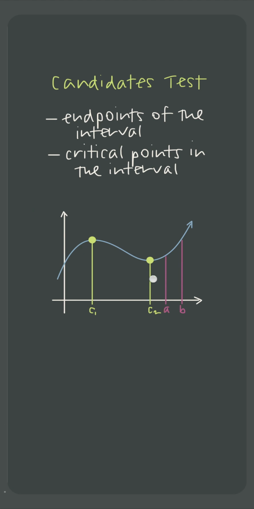Or, even more restricted still, if we're looking for absolute extrema on this interval, because there are no critical points in the interval, the only candidates now are the endpoints a and b.